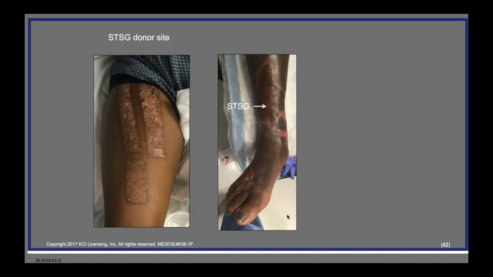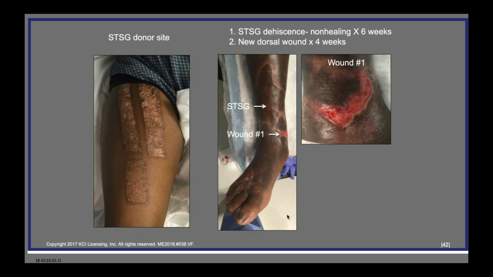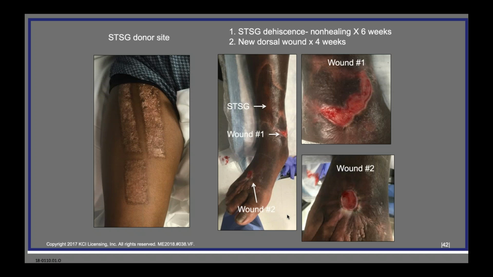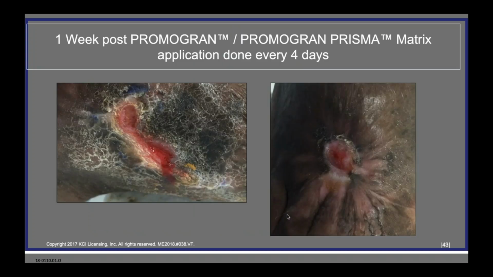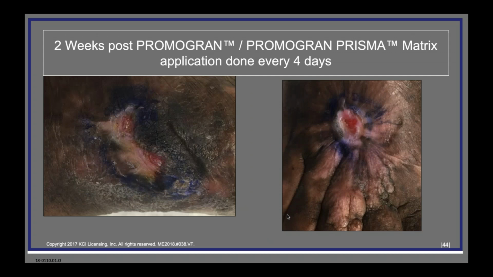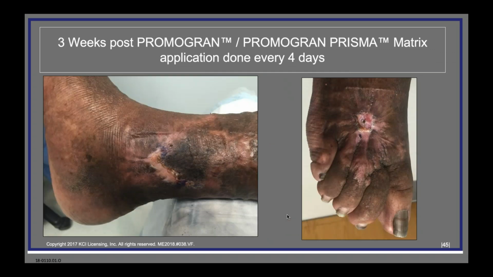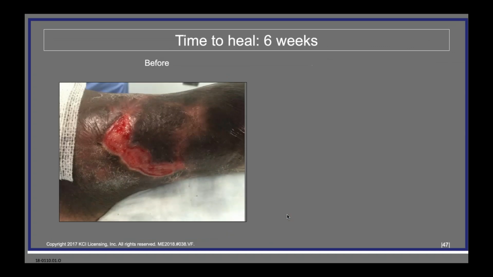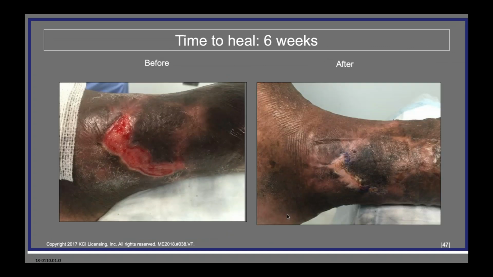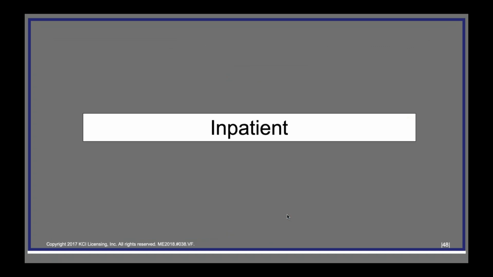You can see most of the wound is now covered, but there are areas that are not. And here it is blown up. You can see where those areas I'm still struggling to close, one on the dorsal foot, one on the medial ankle. So I started using Permogram Prisma, and over time you can see application every 4 days in this patient. You can see the patient goes on to heal. Here's a before and after of the dorsal foot. Here, before and after on the medial ankle.